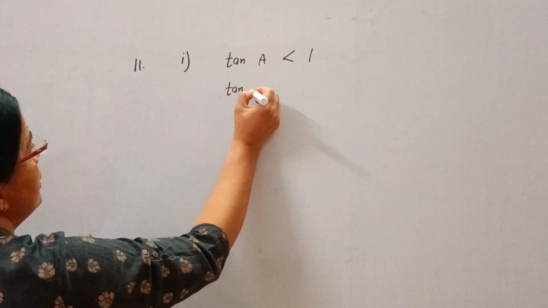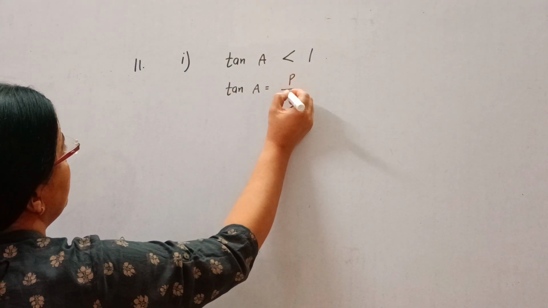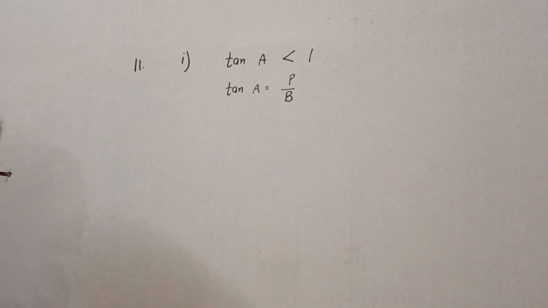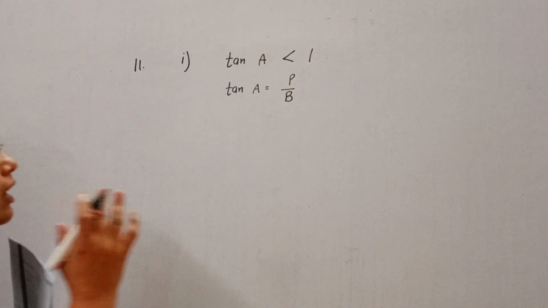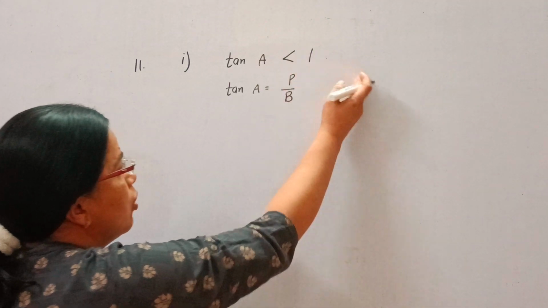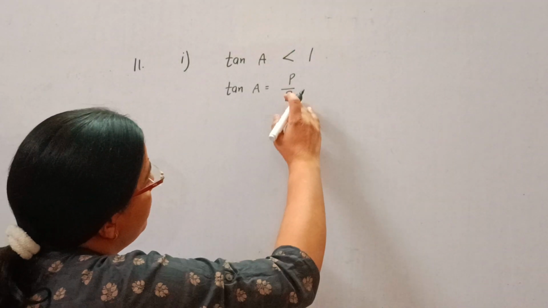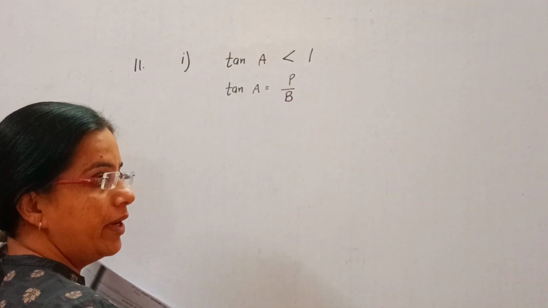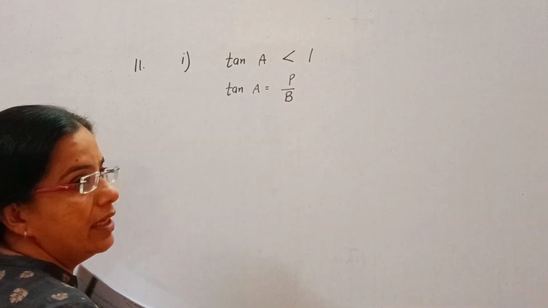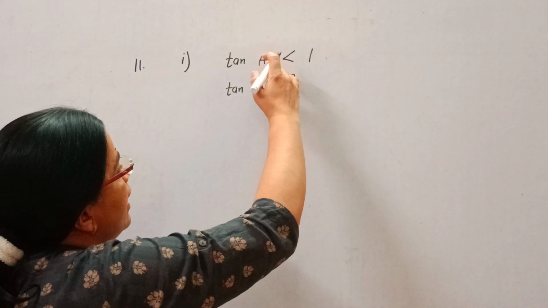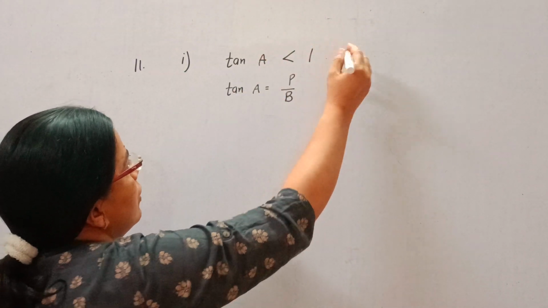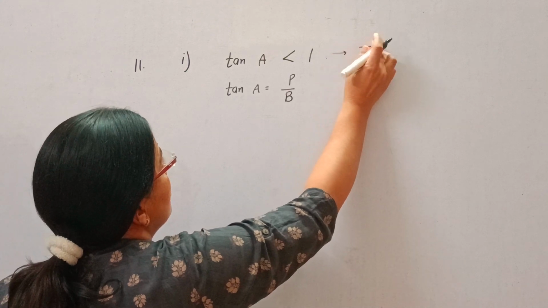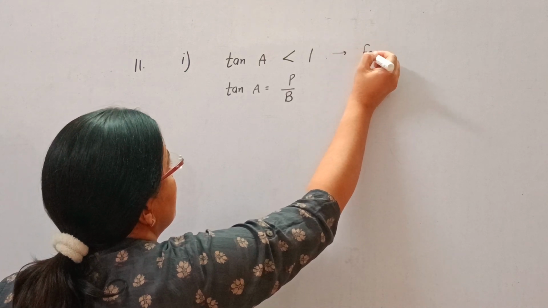See, tan A is, what is tan? Tan is P by B. Now in this case, we can't say whether the perpendicular is always greater than base or base is always greater than perpendicular. Any one can be greater. So we can't say that tan A is always less than 1. So this statement is false.